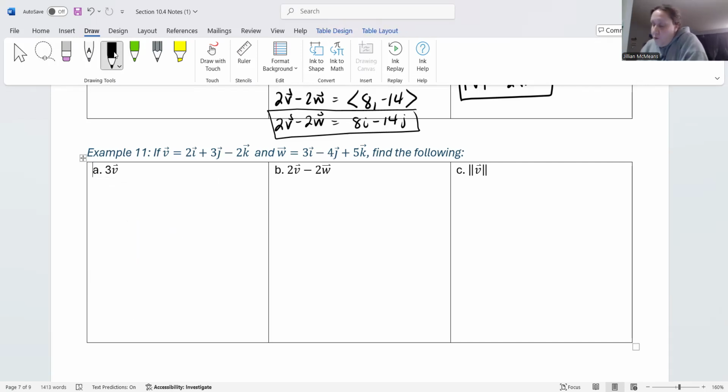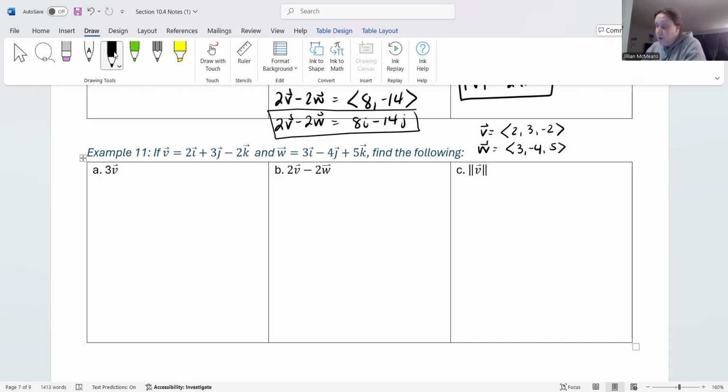Okay, so for example 11, we have: if vector v equals 2i plus 3j minus 2k, and w equals 3i minus 4j plus 5k, then find the following. Well, let's just acknowledge that if we wrote v as a position vector, it would look like this. It would be 2, comma, 3, comma, negative 2. We just have that third component. And then we could write w as 3, negative 4, 5. And again, I like these position vectors a little bit better.